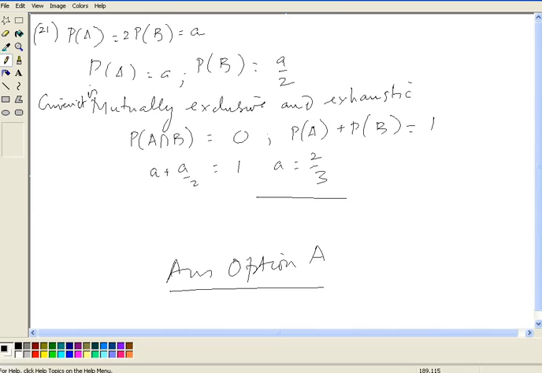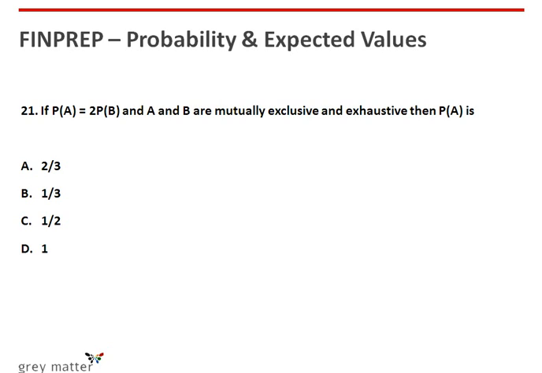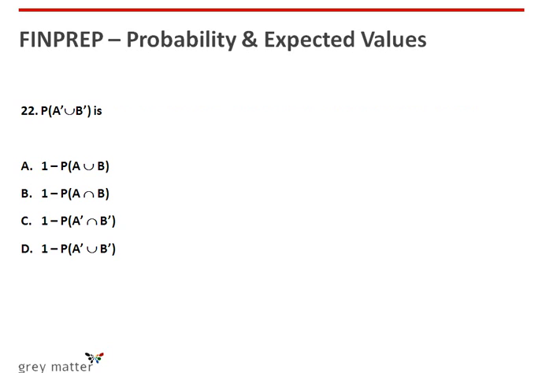That means the probability of the event A, which is given by small a, is equal to 2 by 3. So the answer is option A. Going to our PowerPoint presentation, it is option A, which is 2 by 3. 22nd problem, we need to compute the probability of A prime union B prime.